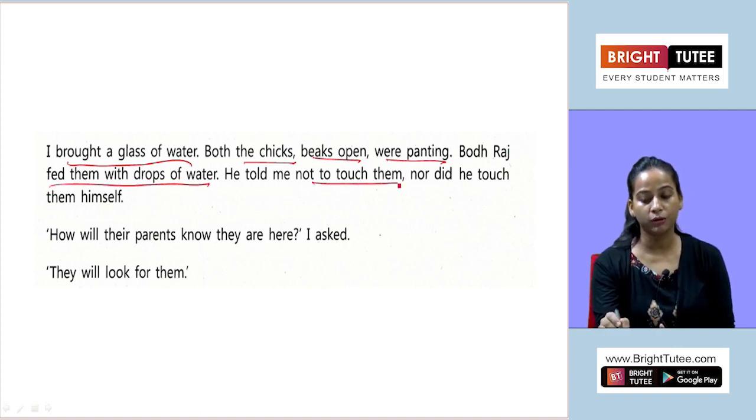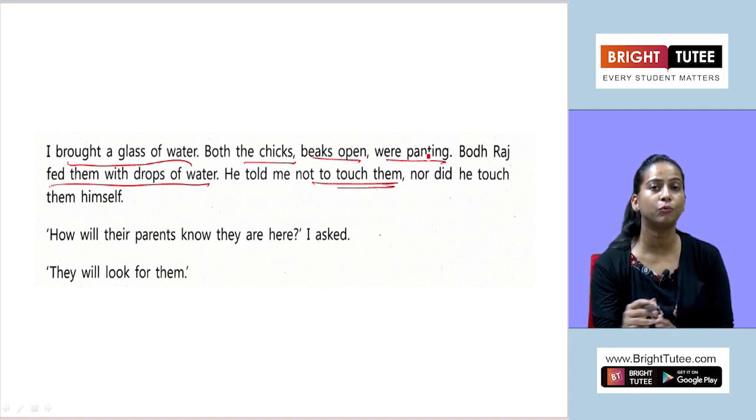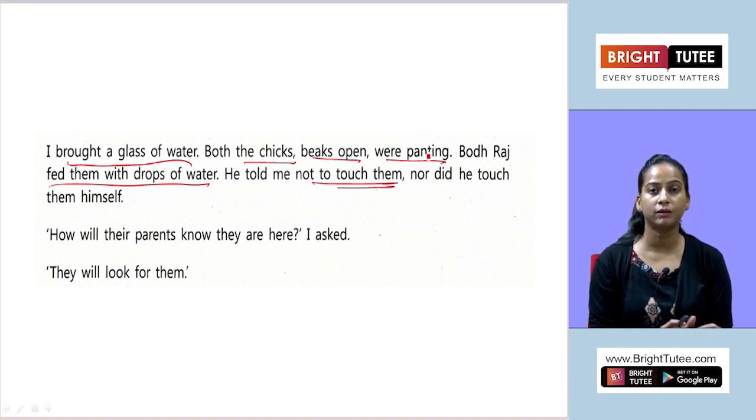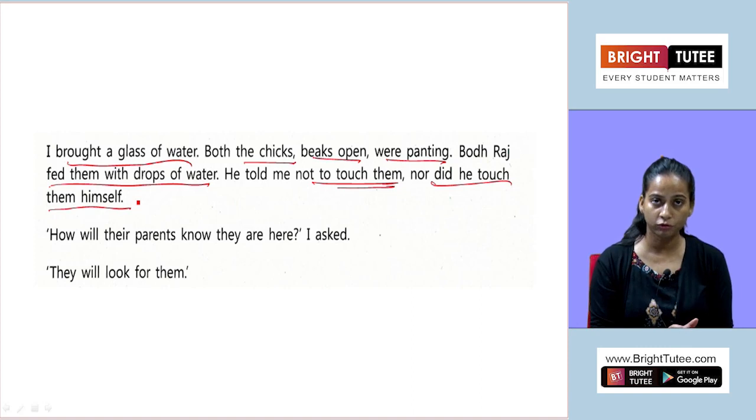He told me not to touch them. These instructions coming from Bodhraj were very strange, because in the beginning of the story, when the intro was given about him by the narrator, he was not of that kind. He was not at all concerned about these birds. Unlike that, he used to kill them. He used to hit them with the catapult. But now his totally transformed character was revealed. Nor did he touch them himself. He instructed the narrator also not to touch them.